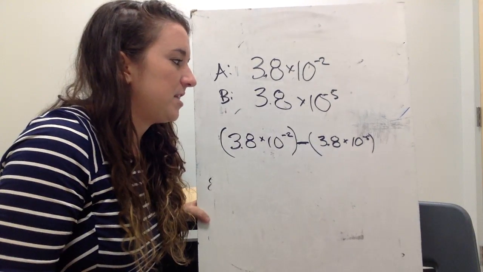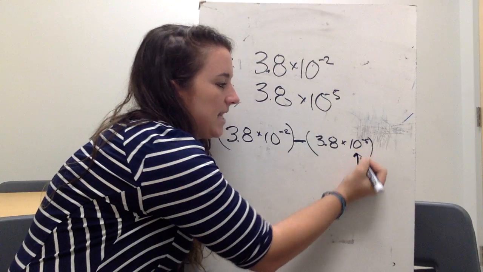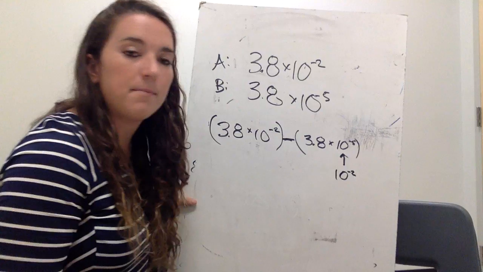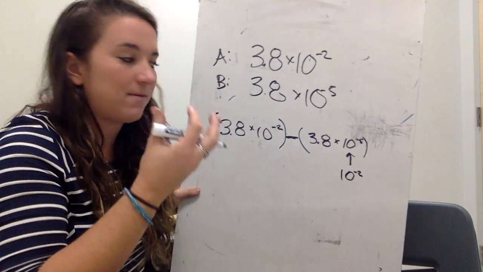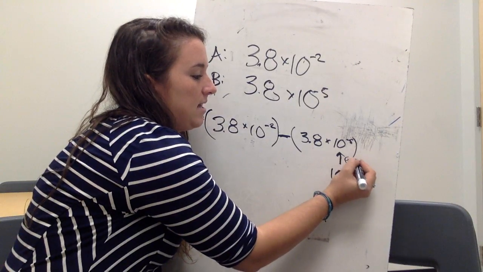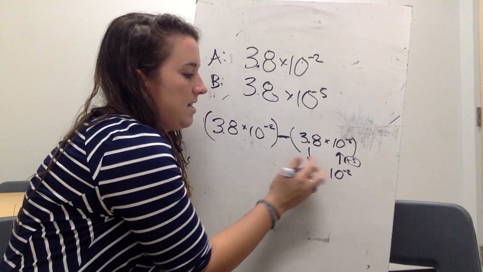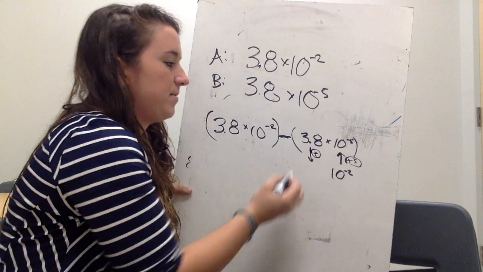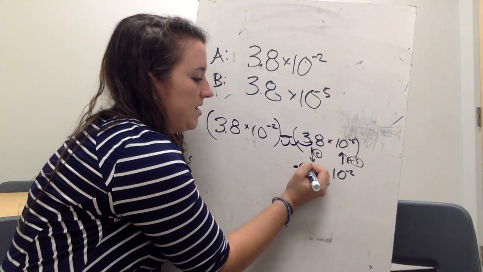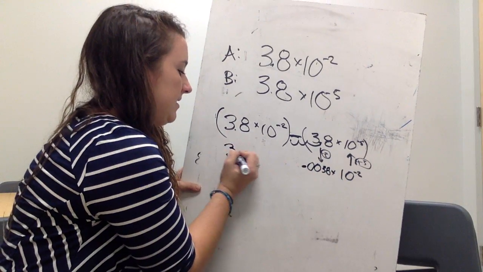So for this one, which exponent do I want to change? I want to change my smaller one. So I want to make my 10 to the negative fifth bigger so that it becomes 10 to the negative second power. To go from -5 to -2, how much bigger do we have to get? We have to get 3 bigger. So which means I want to move my decimal in this one to make it 3 smaller. So I'll have 1, 2, 3. That'll be 0.0038 times 10 to the negative second power.